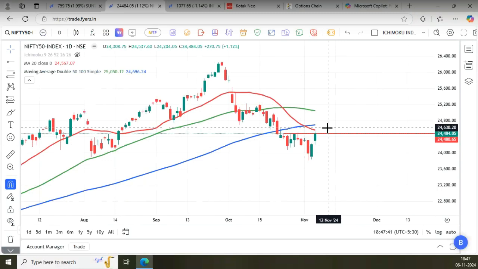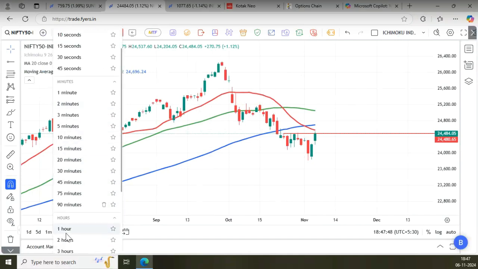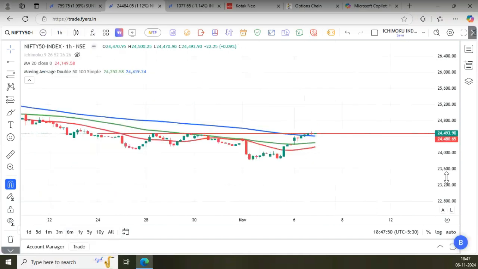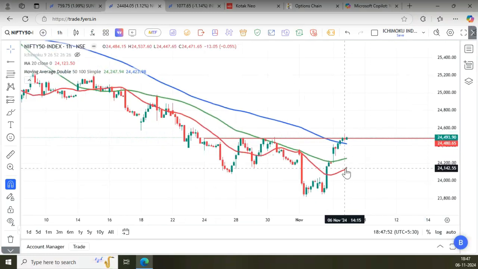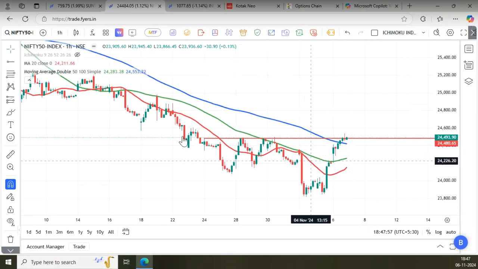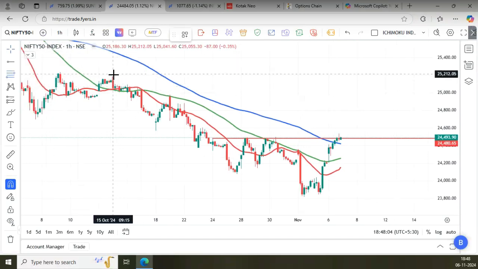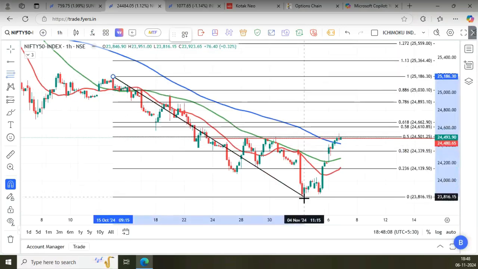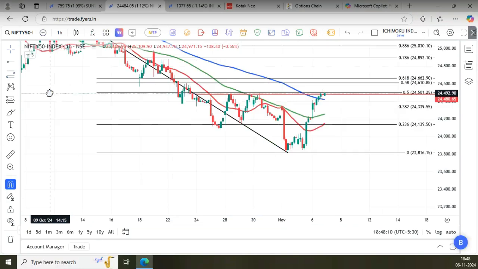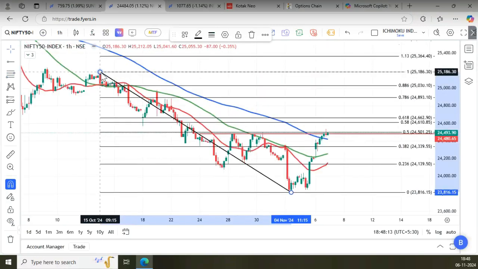Now let us go and look at it from a different perspective. So we go to the hourly chart. On the hourly chart, you will see that Nifty has crossed all the moving averages. And now let's plot Fibo first to start with. So this is a critical high, right? From here we have fallen. Sorry. Let's say from here, right?